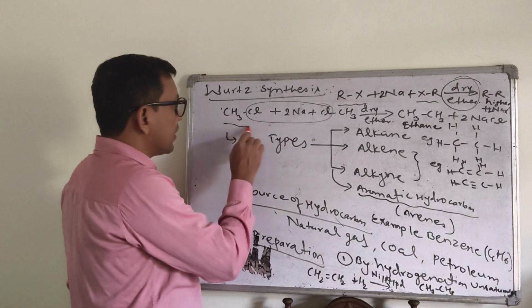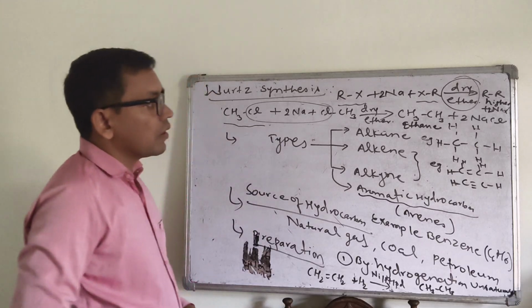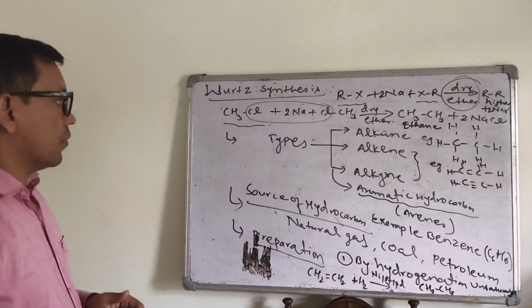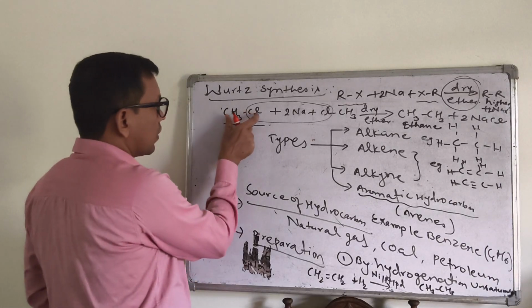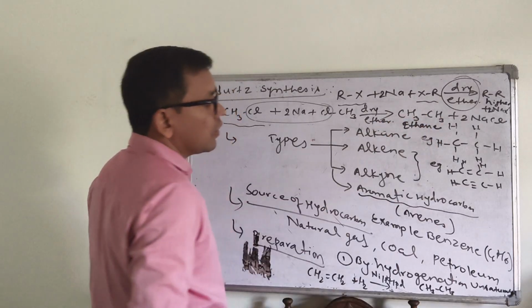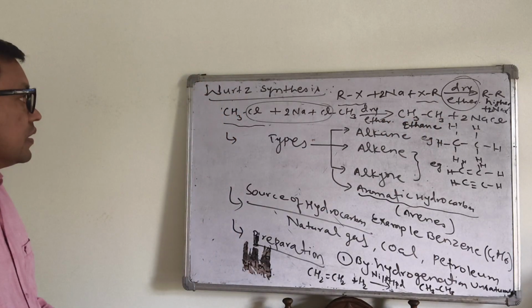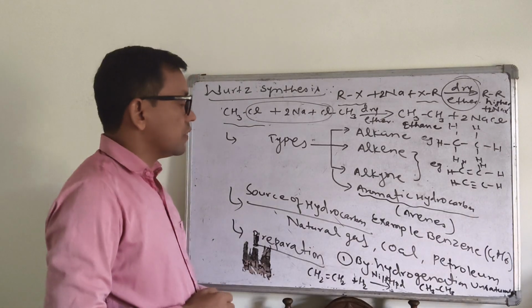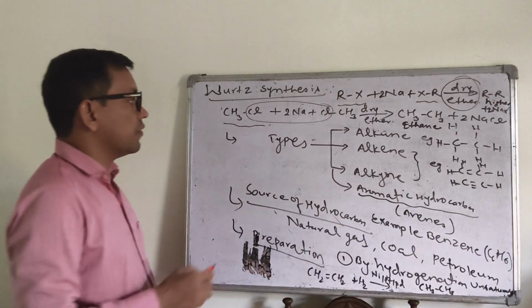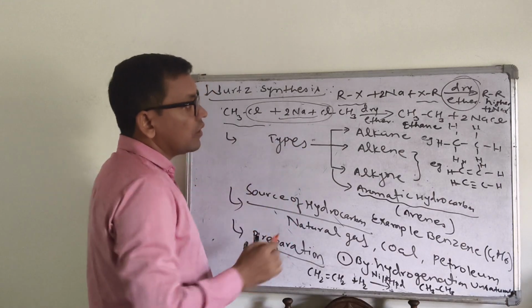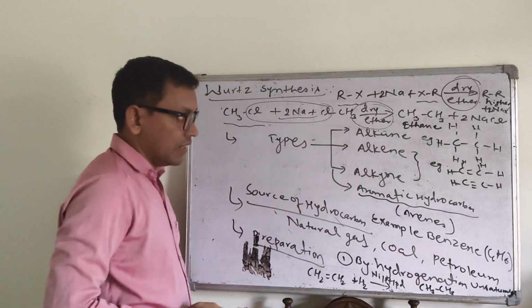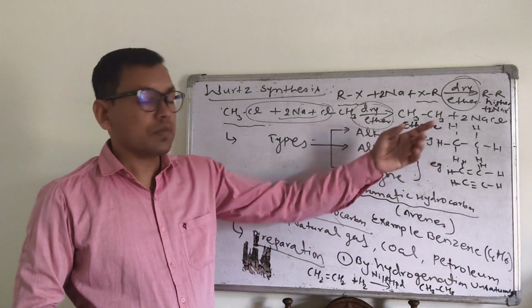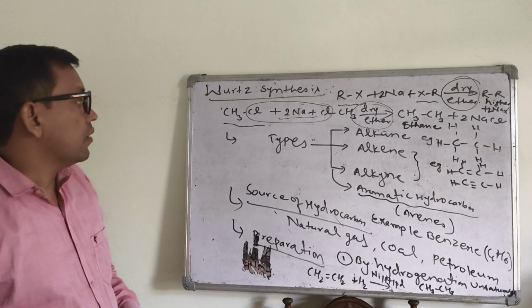This reaction is used in the conversion to a higher hydrocarbon, one containing a higher number of carbons. A single carbon compound is converted into a double carbon compound. For the Wurtz synthesis, two things are necessary: first, sodium metal is needed; second, dry ether is needed. Then it produces ethane, a higher alkane.